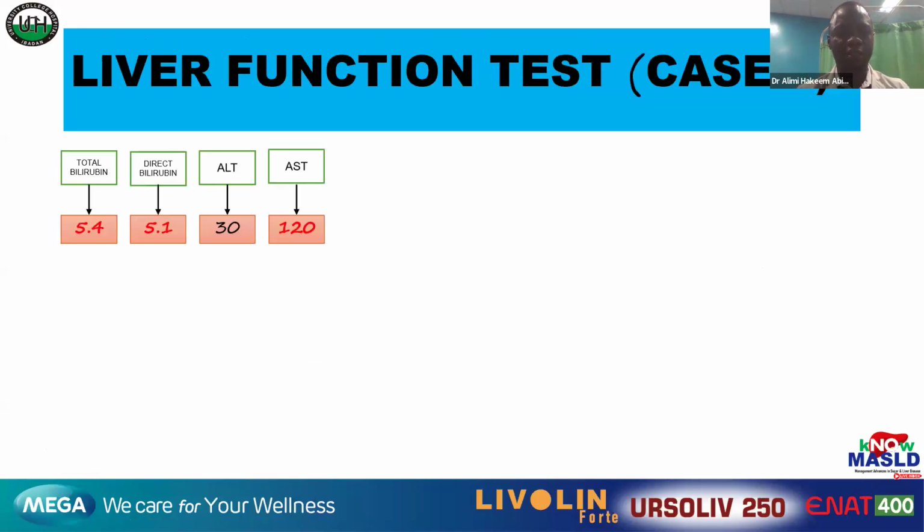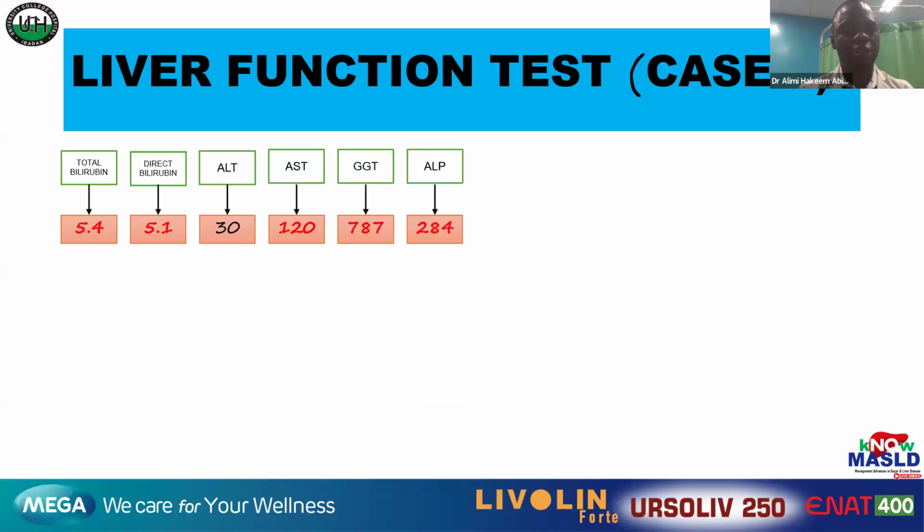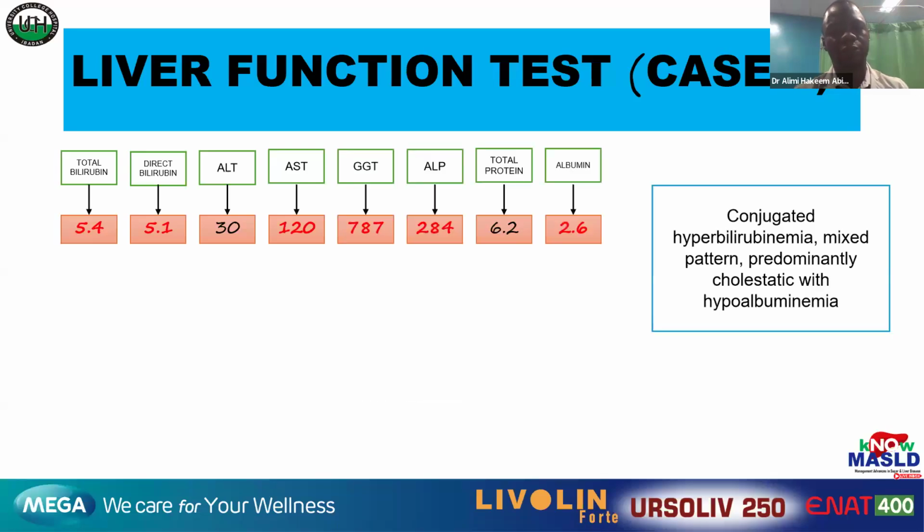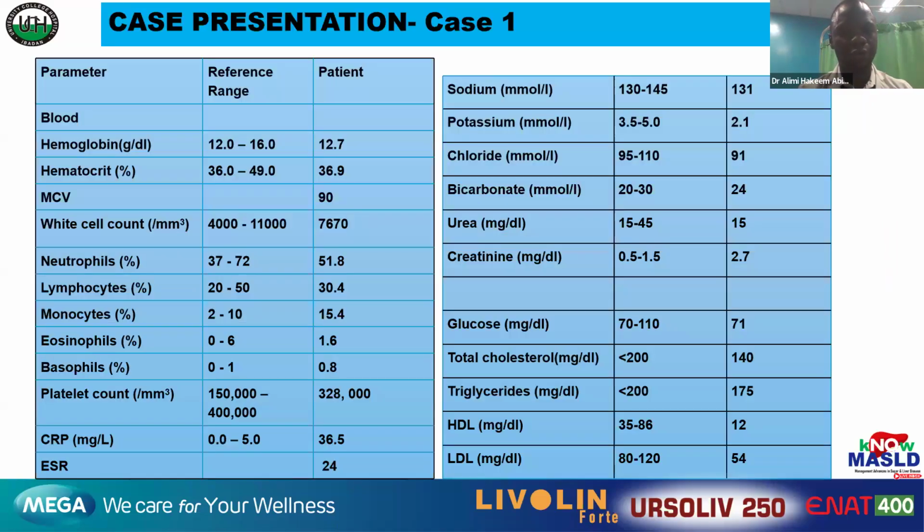So the liver function tests, as can be seen here, the total bilirubin was 5.4, the direct was 5.1, and then the GGT was markedly elevated, 787. But surprisingly, the ALT was normal. Despite the 9 months course of this patient's illness, the ALT was persistently normal, just like Dr. Onyia had said that the patient can actually have a problem with the liver, but yet some of the liver enzymes may actually be normal. So overall, what this means is that the patient has conjugated hyperbilirubinemia, mixed pattern, predominantly cholestatic with hypoalbuminemia. Next slide, please.